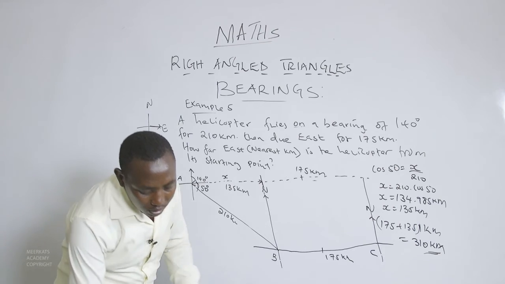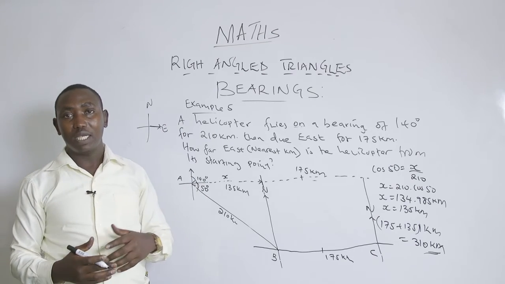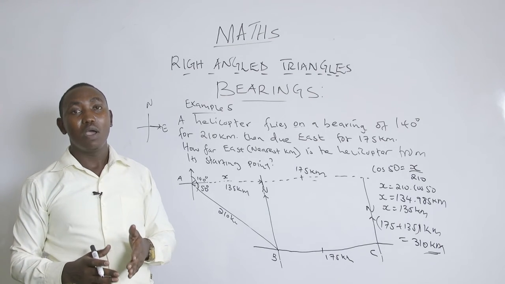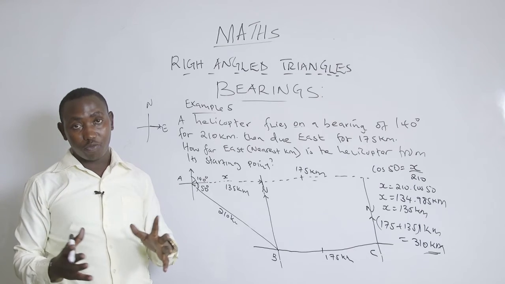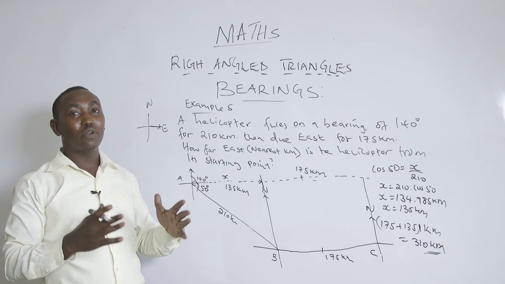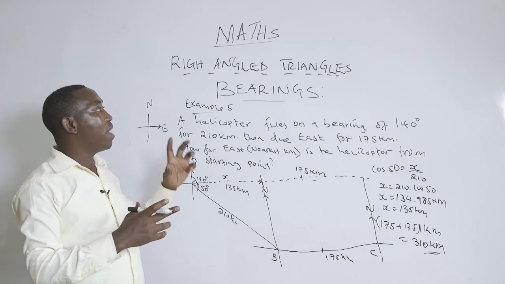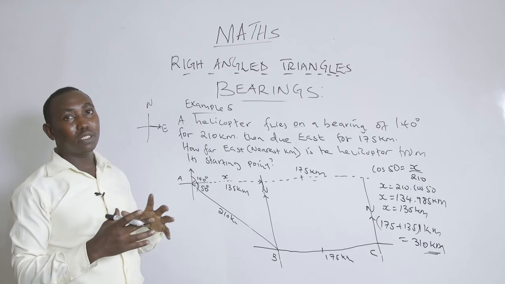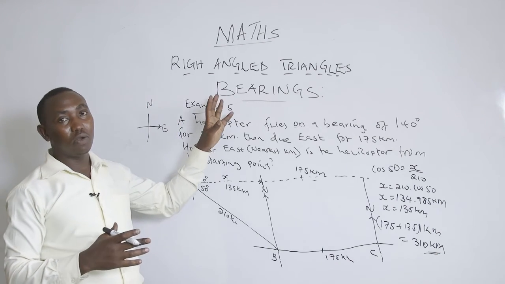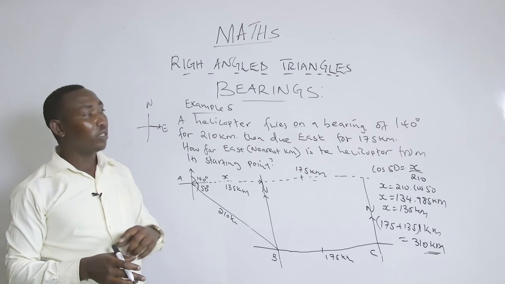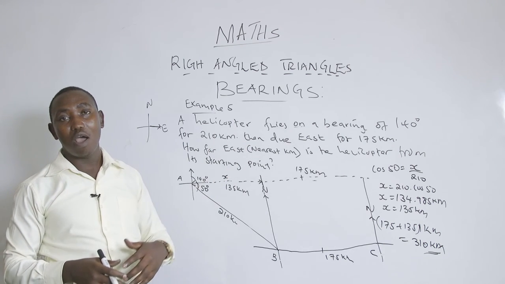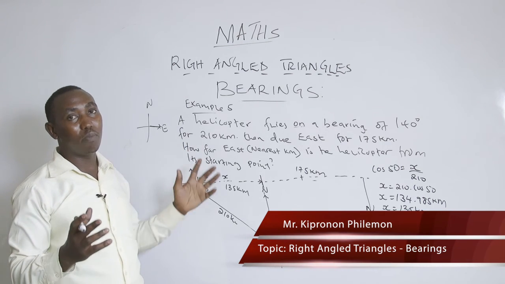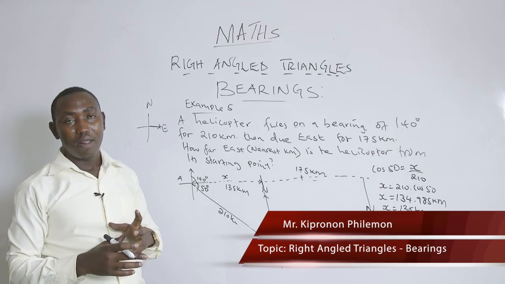So now this winds up or brings us to the end of this topic, right angle triangles, where we have been able to solve a variety of problems which range from trigonometric issues by making use of right angles. And we have encompassed everything up to and including the bearings. So this simply demonstrates how bearings can make good use of the trigonometric ratios. Thank you.